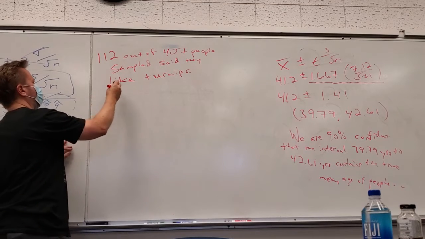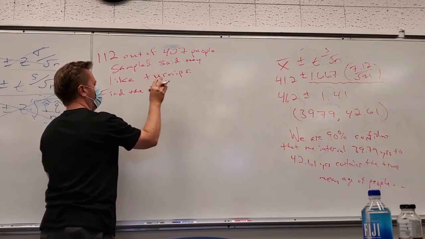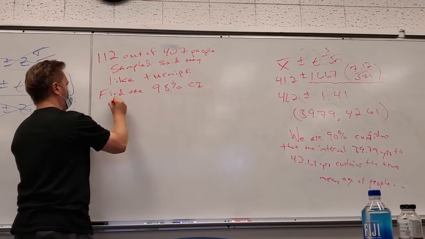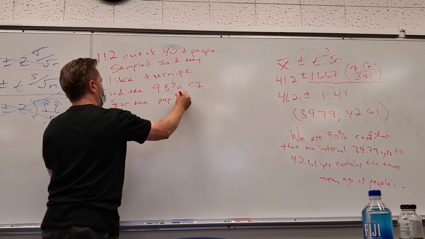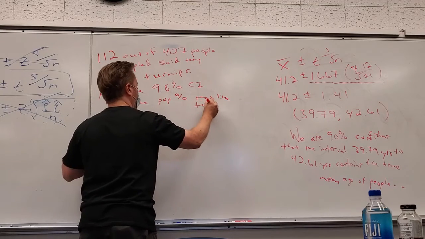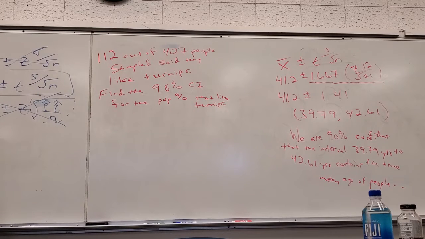Find the 98% confidence interval for the population percentage that like turnips. Now that seems a lot less wordy than the other one, right? I don't have to give you as much information.